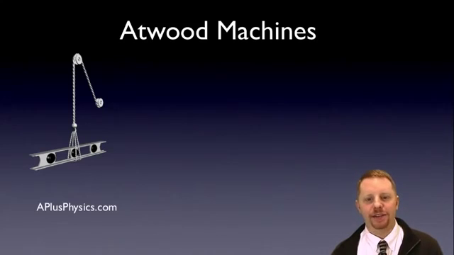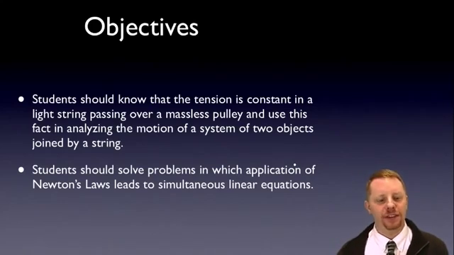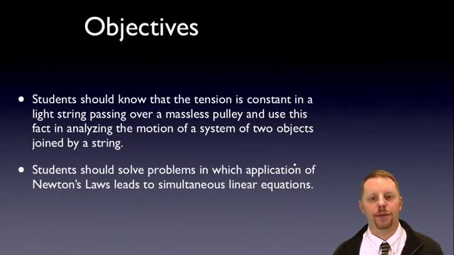Our key objectives here are to introduce students to the idea that tension is constant in a light string that passes over a massless pulley, and you should be able to use this fact to analyze the motion of a system of two objects joined by a string. Secondly, we want to solve problems in which applications of Newton's laws lead to a couple of simultaneous linear equations involving unknown forces or accelerations. These are consistent with the AP Physics B and AP Physics C objectives.